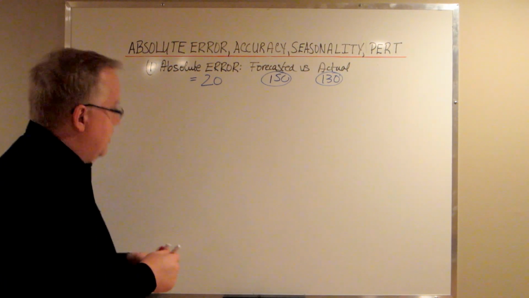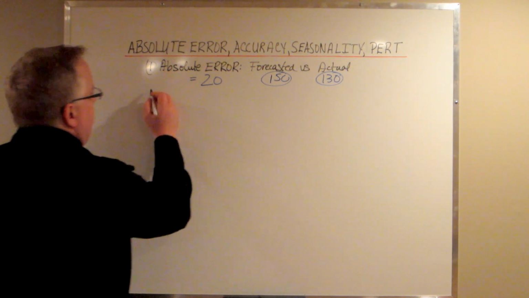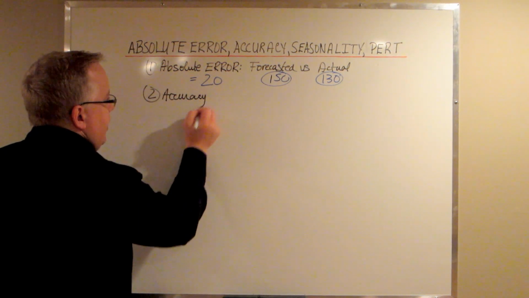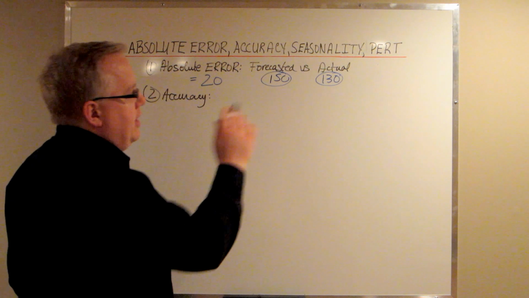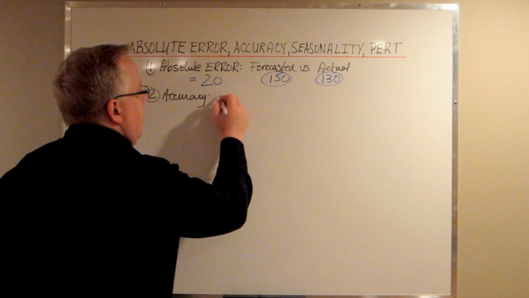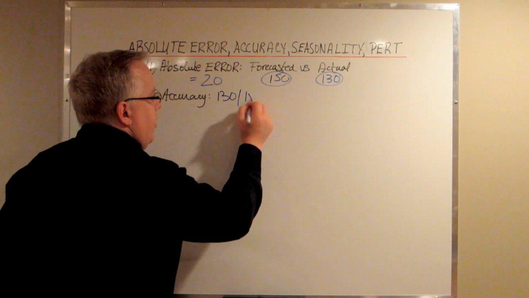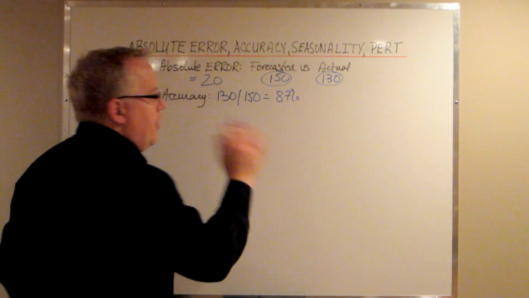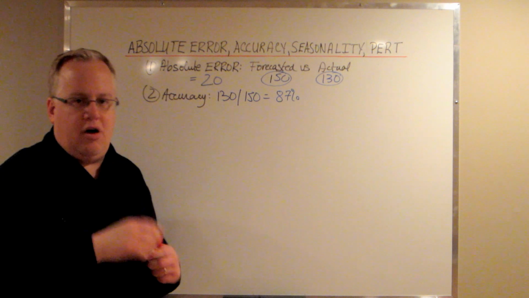Very simple. Okay. Second thing you want to look at, number 2, is the accuracy of this particular forecast. In this case, it involves taking the 130 units sold, dividing it by the 150 units that were forecasted, you get 87%. All right, very straightforward. First 2 steps, very easy.